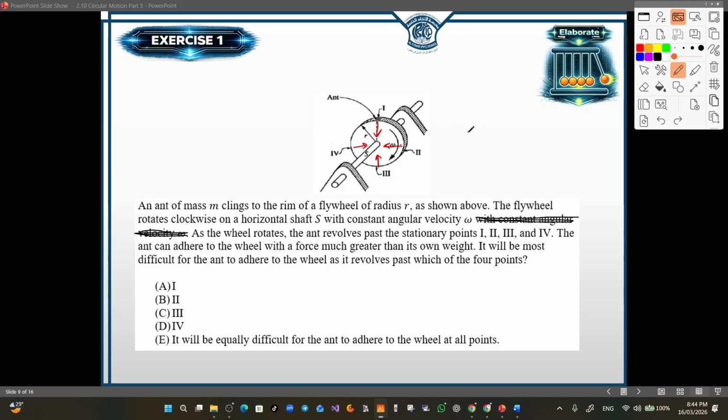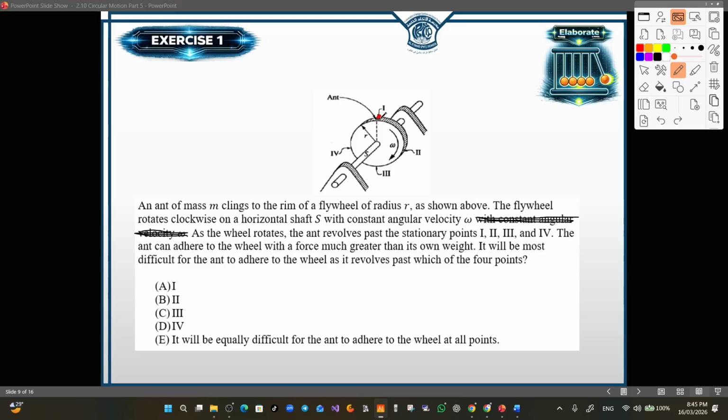Now let us think about the forces acting on the ant. The ant has its weight acting always vertically downward. In addition, the wheel exerts a contact force on the ant that helps it stay attached to the rim. The important idea is that these forces must combine in such a way that the net force toward the center is exactly equal to the required centripetal force. Now let us compare the 4 positions.